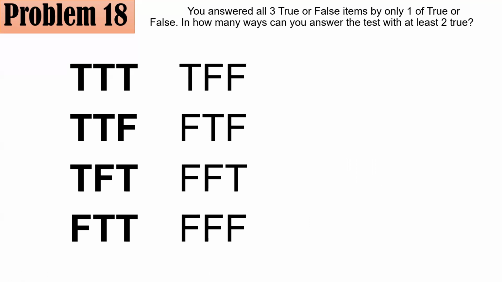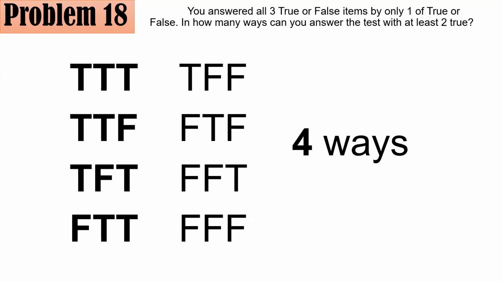But if you could see, when we say at least two true, meaning you could have two or more true. So you have here three truths, two truths, two truths, two truths. Here, only one, no true. So those that have two or more truths are these: one, two, three, four. Hence, there are four ways for you to answer the test with at least two true answers. Are you confused? I hope you are not.